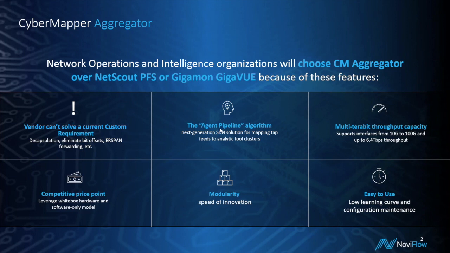First is the agent pipeline, which is our unique algorithm that makes programming the Tofino, which is our chip used in our switches, a programmable Tofino chip easy to manipulate, easy to create specific pipelines to solve your problems in the packet broker world. And this is really dynamite. This is next generation SDN solutions for packet broker and analytics tools.